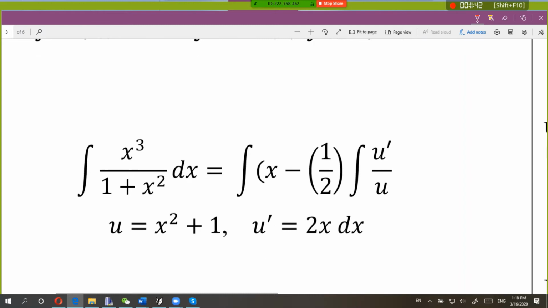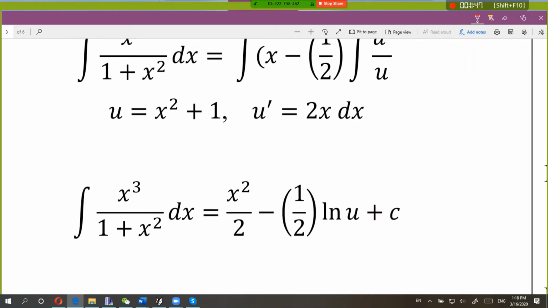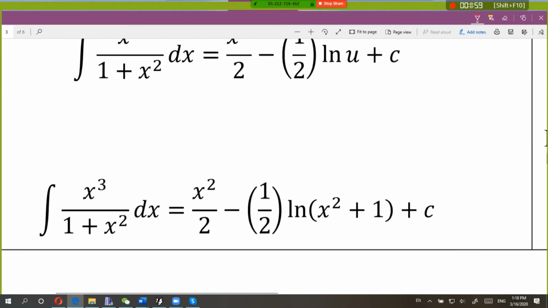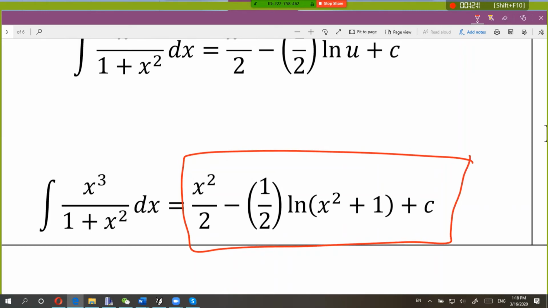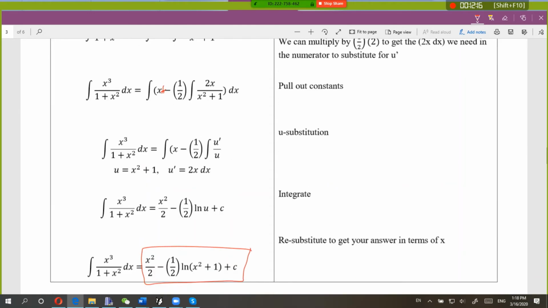Okay, so if I integrate, this is the integral of x, which is x squared over 2, and then minus 1/2 times the integral of u prime over u. So that's minus 1/2 times the natural log of u plus c. And we can resub in for u. If u is x squared plus 1, this will be x squared over 2 minus 1/2 of natural log x squared plus 1 plus c for our final answer. Any questions on what we did here?